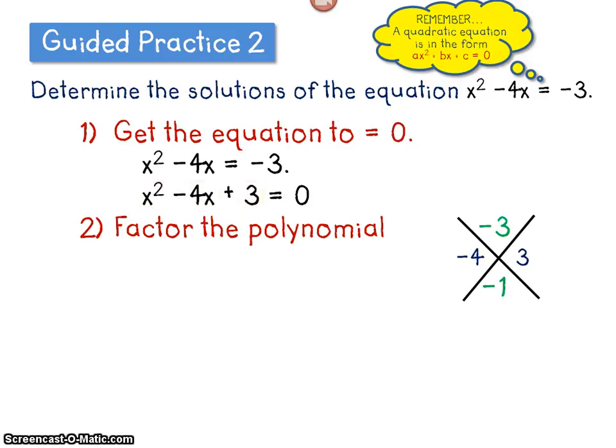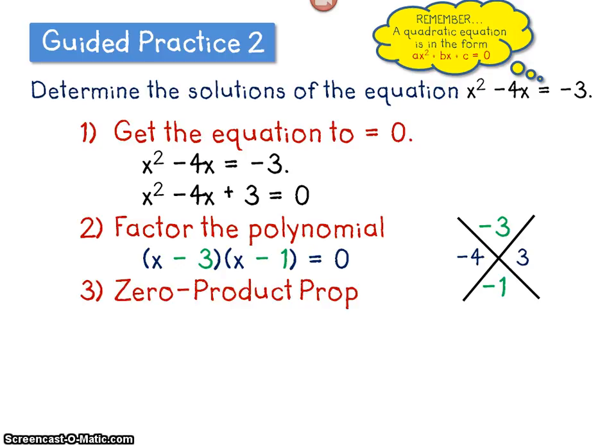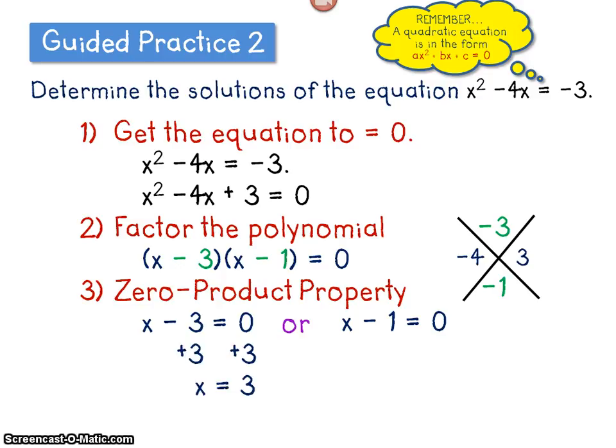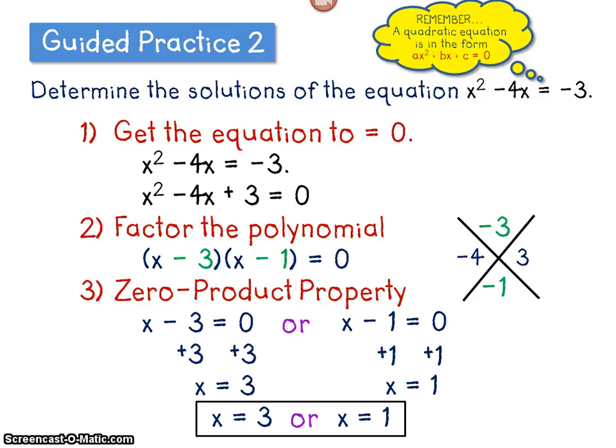Negative 3 and negative 1. So we'll use those in our factors, and we get x minus 3 times x minus 1 equals 0. Now it's time for the zero product property. So either the x minus 3 is equal to 0, or the x minus 1 is equal to 0. Solve them separately. Add 3 to both sides. We get x equals 3. Add 1 to both sides, and we get x equals 1. So the solutions of this equation are x equals 3 or x equals 1.